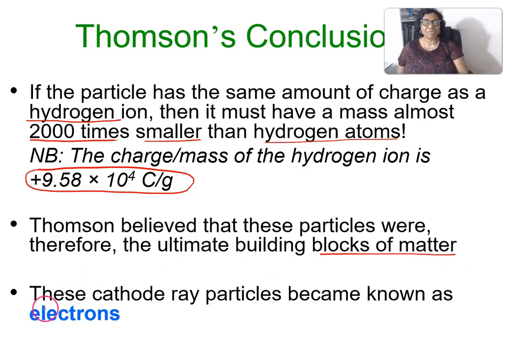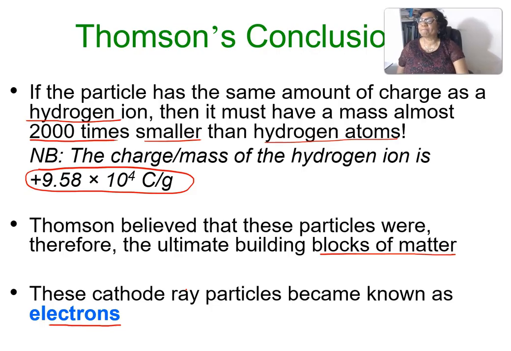And from that, he gave it the name electrons. So Thomson was credited with the discovery of electrons. So he came up with the charge to mass ratio of an electron.